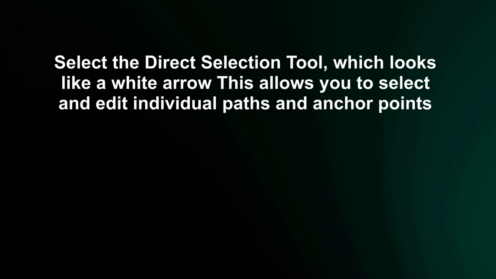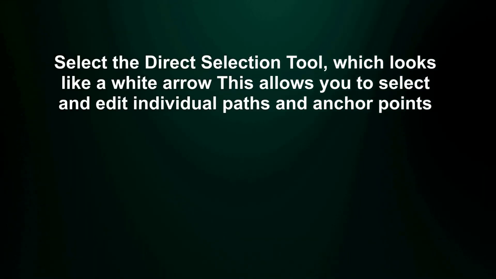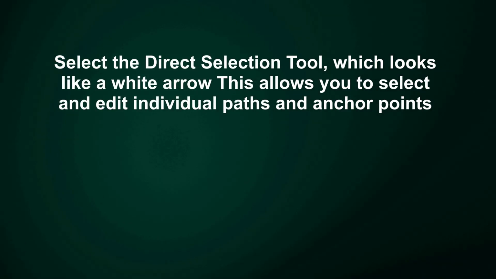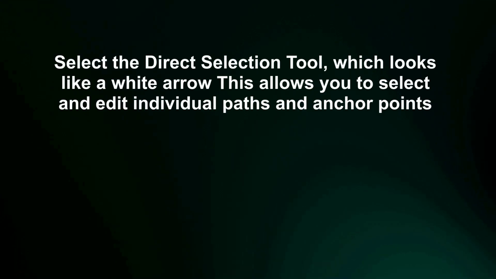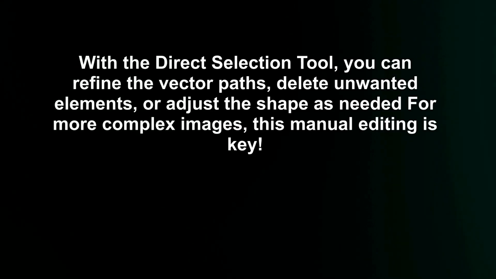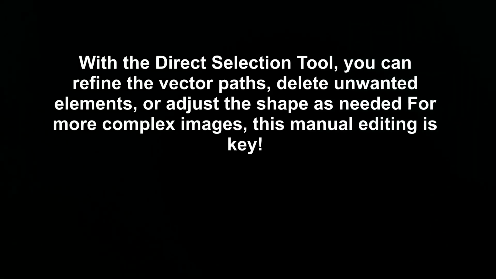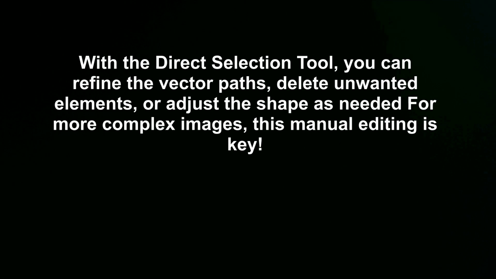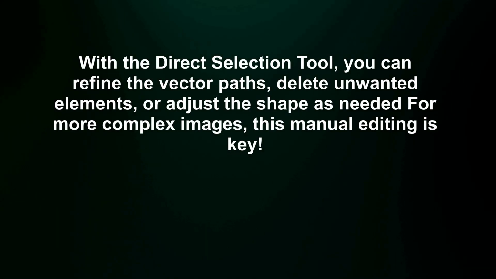Select the Direct Selection tool, which looks like a white arrow. This allows you to select and edit individual paths and anchor points. With the Direct Selection tool, you can refine the vector paths, delete unwanted elements, or adjust the shape as needed for more complex images. This manual editing is key.